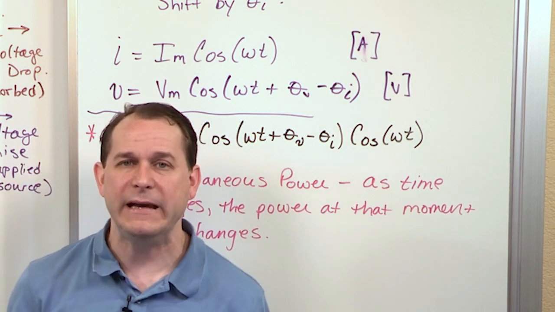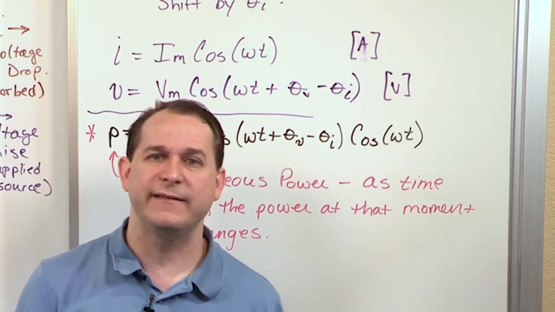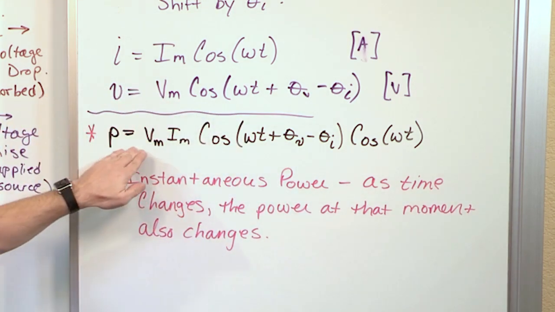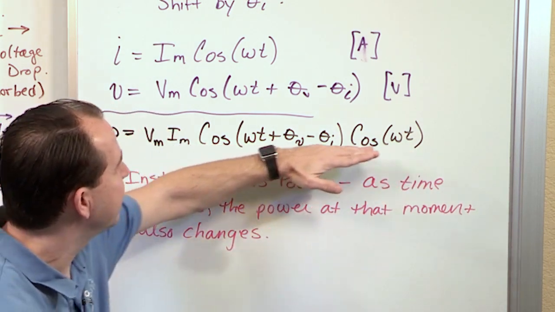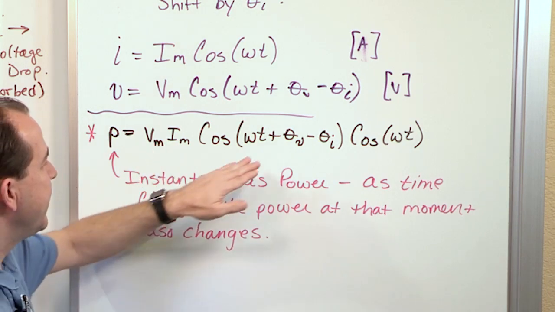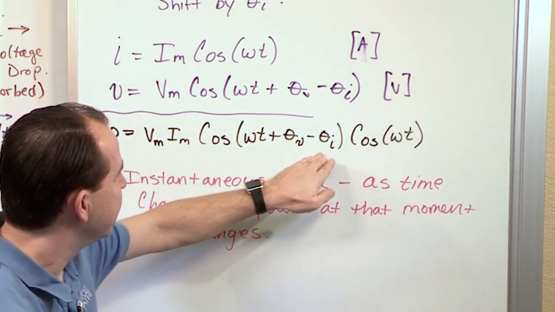And we'll talk about what that means here in just a second. We're going to take our baby steps to get there. This is the full-blown glory of it. You have a cosine times a cosine, but keep in mind that these are shifted with respect to one another because of this phase angle here.